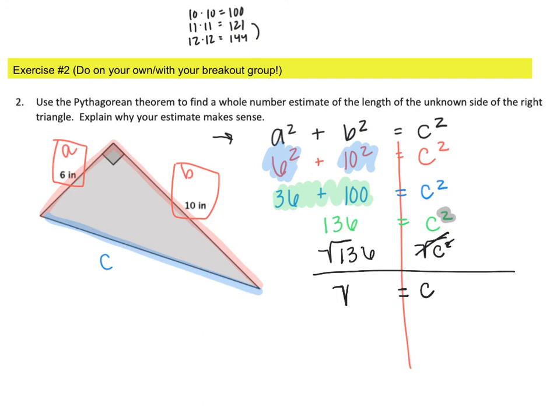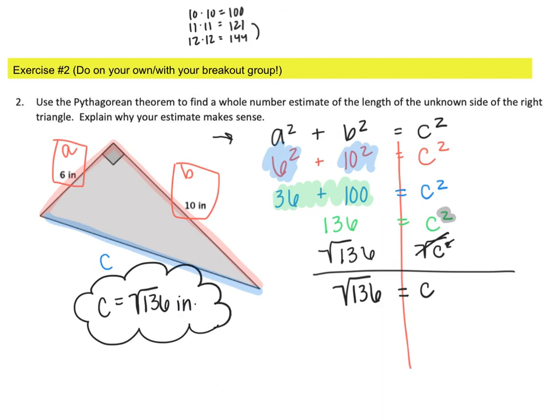But we don't have the correct answer. We just don't have our simplified answer. So we're going to have to leave it in a radical sign. So the side length of c is the root of 136 inches. Okay, which we know is around 11 to 12.